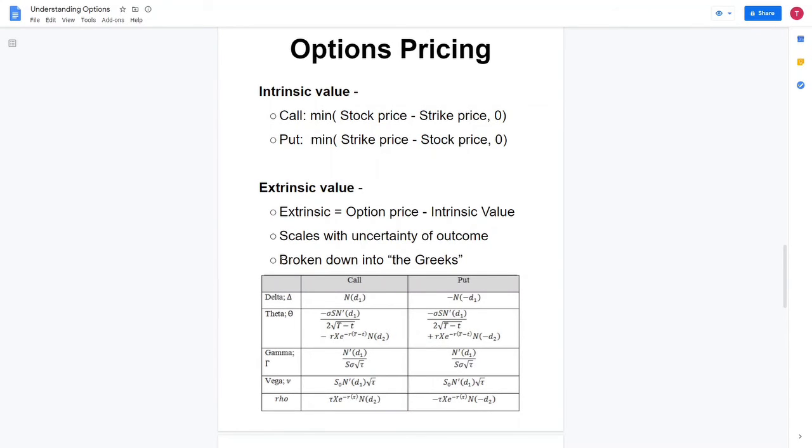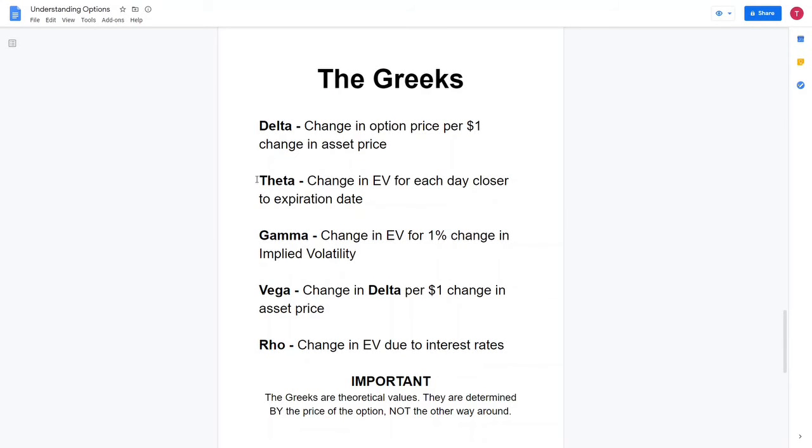Extrinsic value can be represented by an option's Greeks, which we'll talk about now. These are the 5 Greek values: delta, theta, gamma, vega, and rho. Delta represents the change in an option's price per $1 change in the price of the underlying asset. Next is theta. Theta represents the time value of this option. Theta is usually negative. As we just discussed, when you get closer to expiration, there is less extrinsic value. That's what theta encompasses.